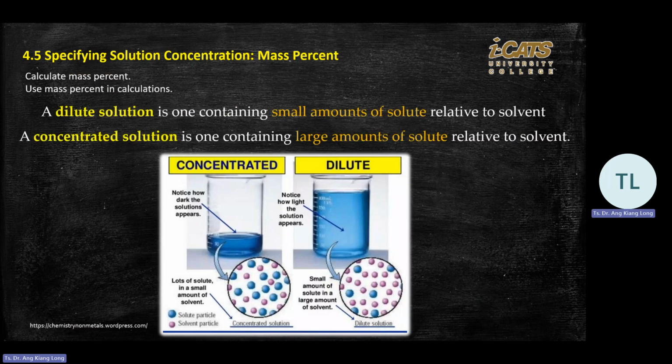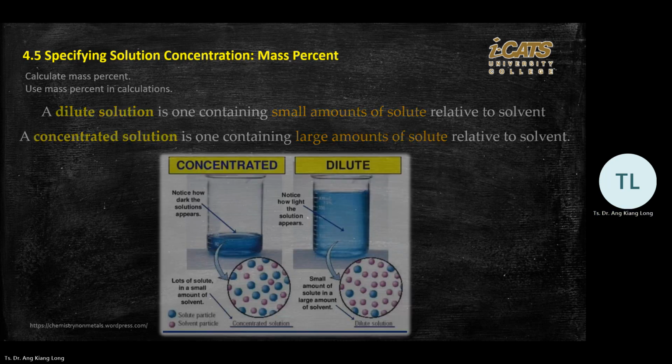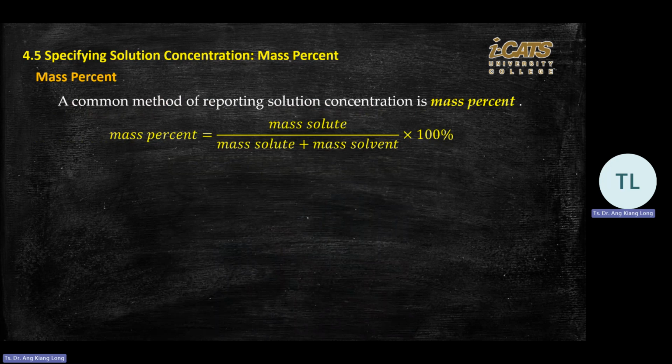In daily life, how do you know a solution is dilute or concentrated? By observation. Normally we observe by color. The darker the color, the more concentrated the solution. You look by color, right? Okay, mass percentage. This is the equation before we stop. Mass percentage, how do we calculate? We take the mass of solute, divide by the total mass of solvent plus solute.